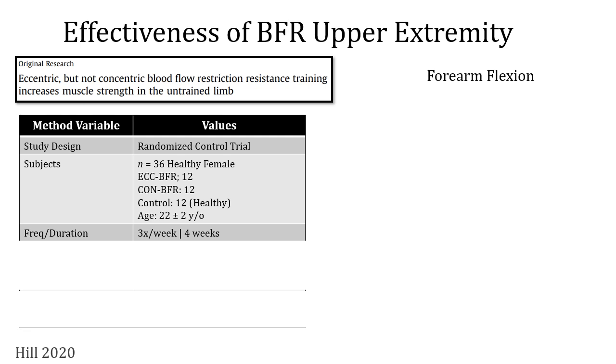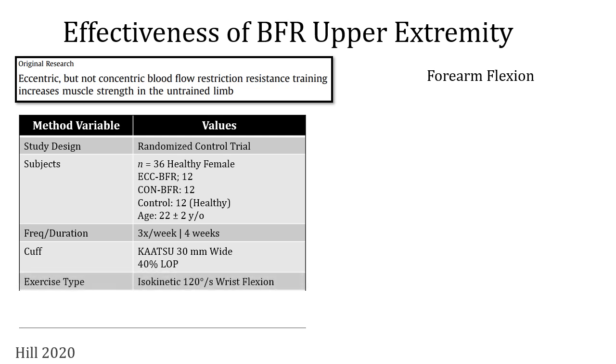Young individuals at 22 years of age, 3 times per week for 4 weeks, so rather just a short time. They were using a Katsu band, 30 millimeter width, 40% limb occlusion pressure, and they were using this for isokinetic degrees per second for wrist flexion.